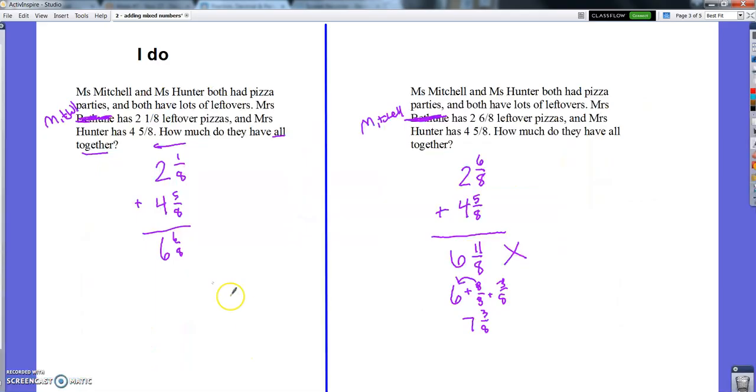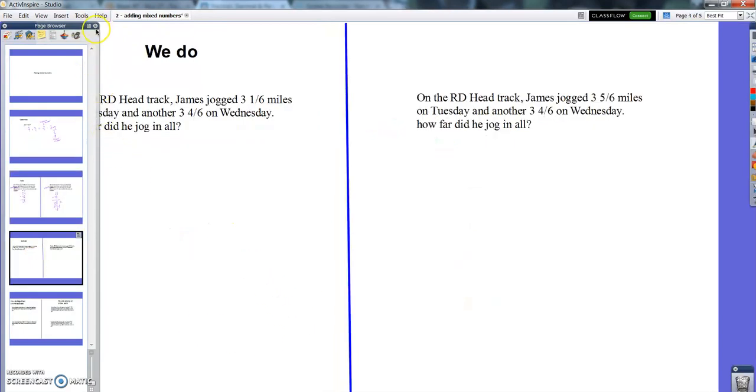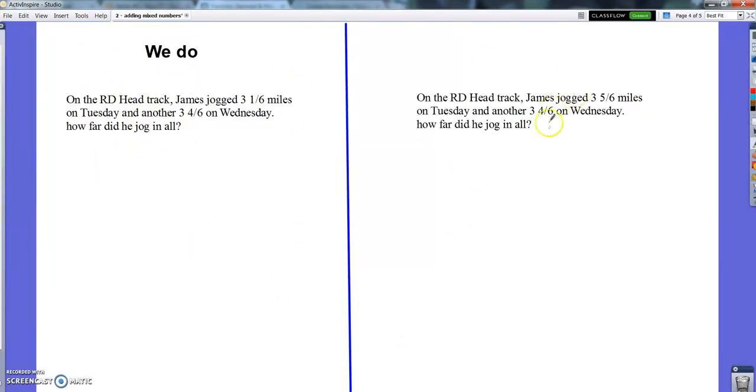All right. Let's do a couple in your notebook. All right, so same deal. We're going to do the exact same problem almost twice. I just made one little change over here. So, on the Hardy Head track, James jogged 3 1/6 miles on Tuesday and another 3 4/6 on Wednesday. How far did James jog in all? So I've got 3 1/6 plus 3 4/6. And that's an easy one to just do the arithmetic, right?